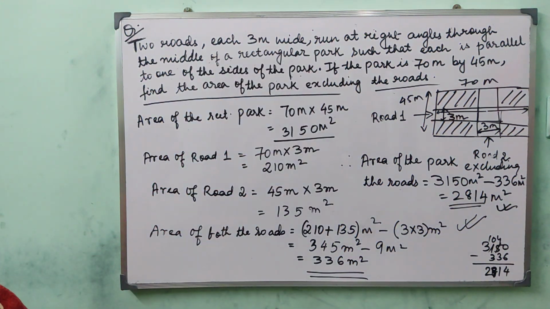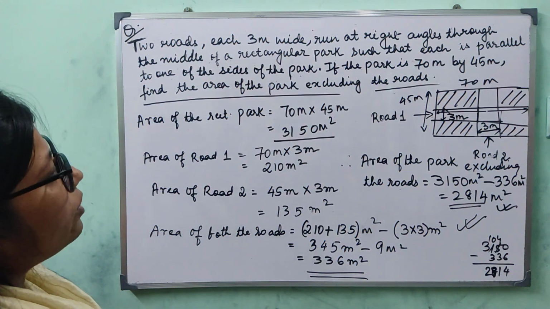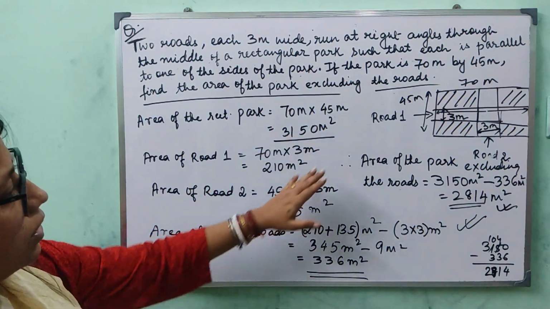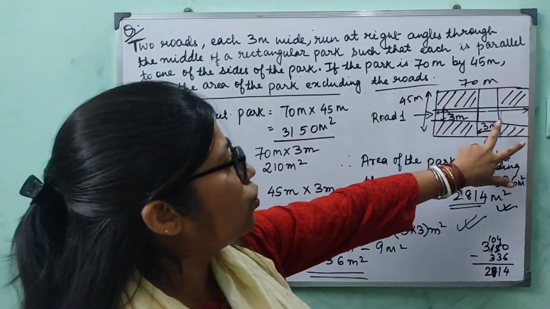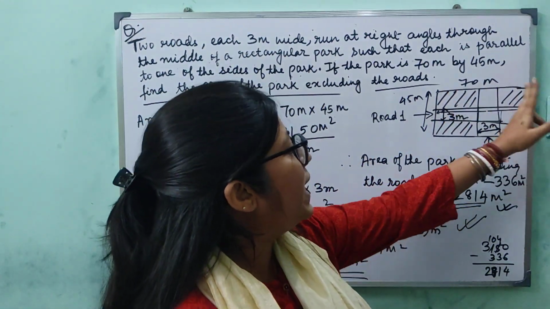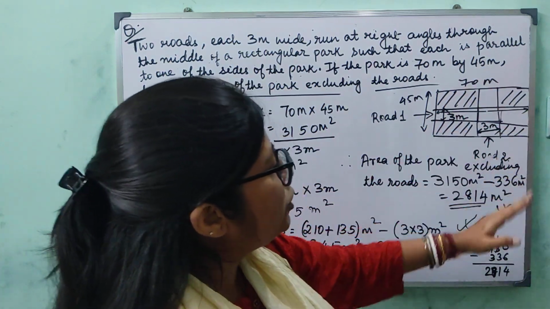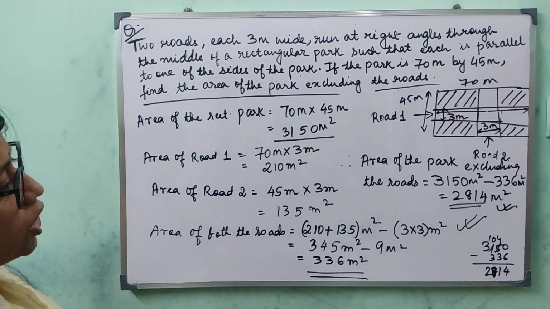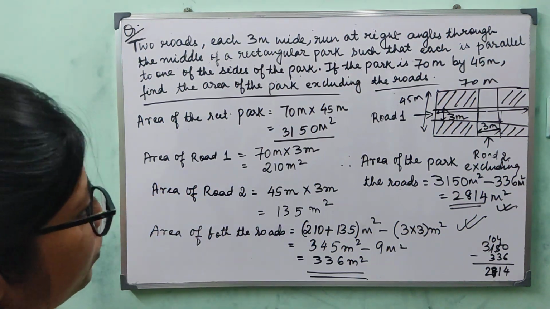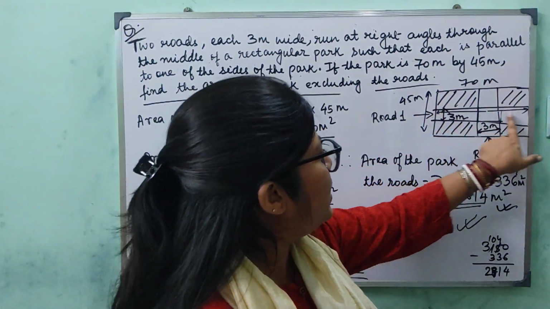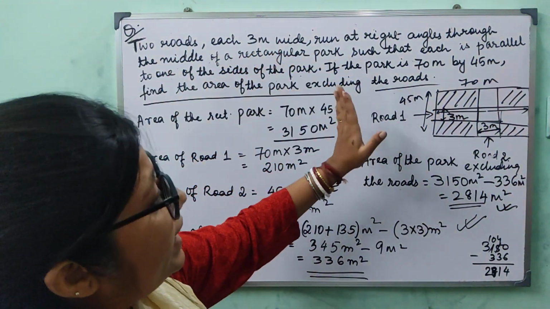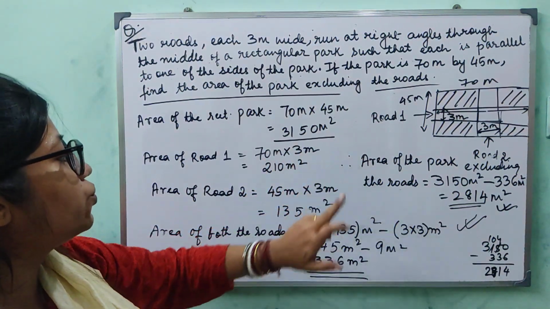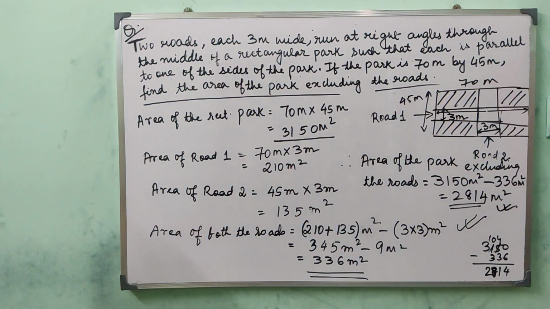So we'll just give a fast recap of the sum. The very first thing that we did, we found the area of the rectangular park, which is length into breadth, which was 3150 meter square. Now I have named the two roads. The road which was parallel to the length, I have taken as road 1, and the road which was parallel to the breadth, I have taken to be road 2. So the area of road 1: the length of road 1 is 70 and the breadth will be 3 meter, because the roads are 3 meter wide. So 70 into 3 meter, that is 210 meter square.